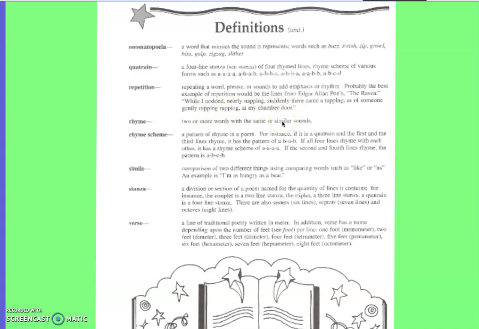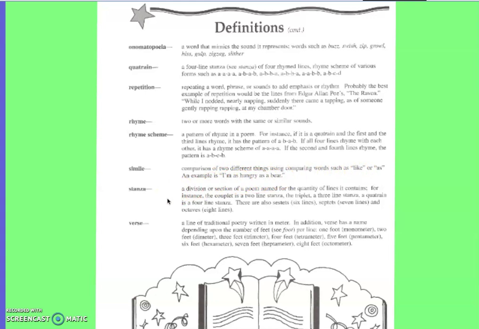So anytime a word repeats, or sometimes a whole line or a whole phrase will repeat, that gives it a rhythm. And again, we've talked about rhyme. Rhyme scheme, you'll learn about how different lines, like it might be every other line rhymes. That's called a rhyme scheme. And each line is lettered, and we're going to talk a whole video about rhyming. So look forward to that. Simile is comparing 2 different things using words like or as, like I'm as hungry as a bear.